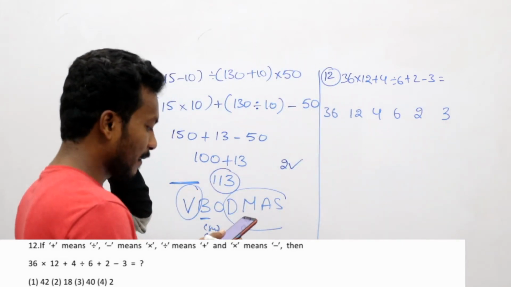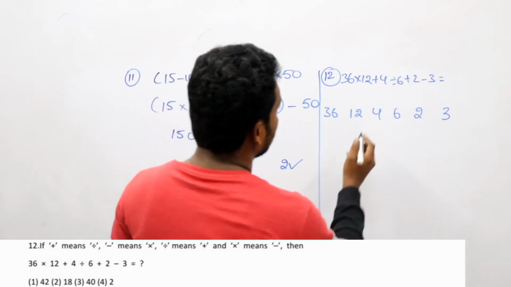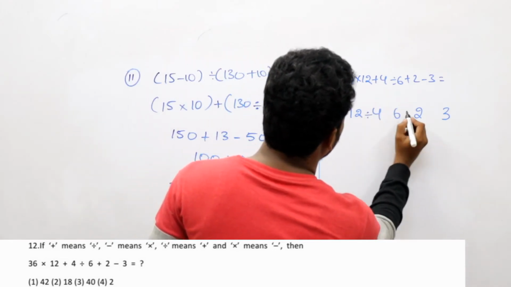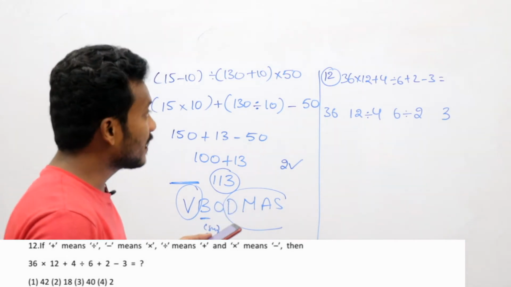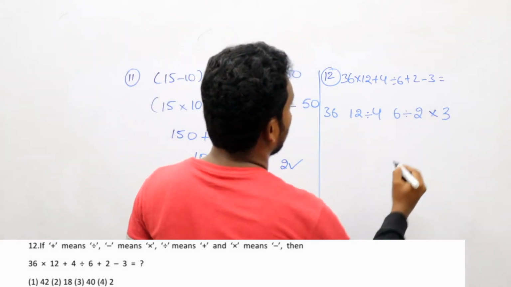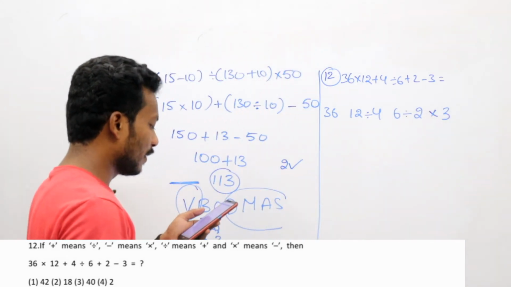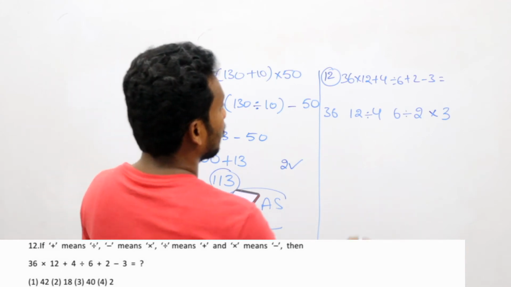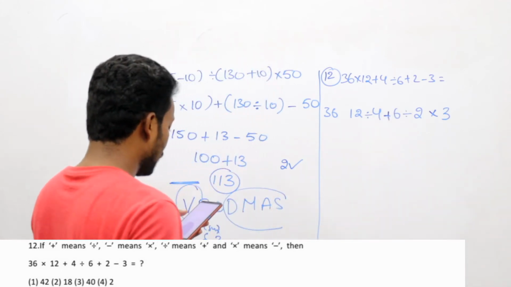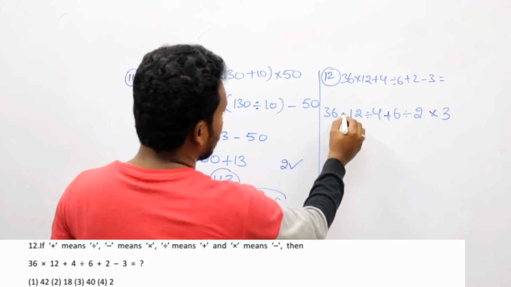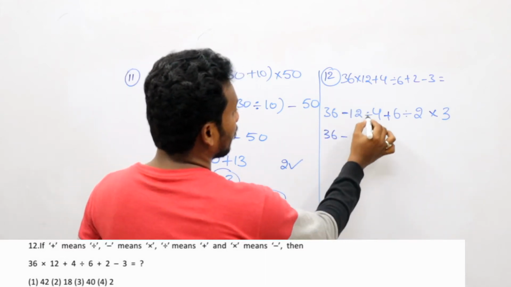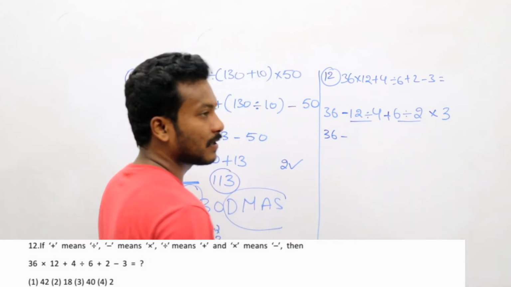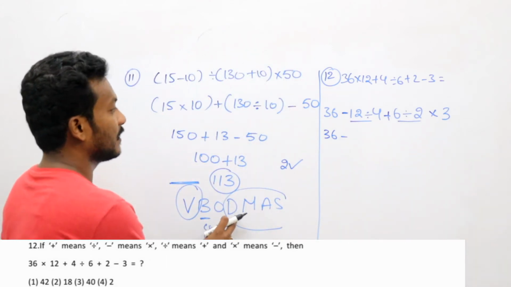Okay, for the first time, plus means division. Here it is plus, here it is plus. Next, minus means into. Here it is minus, we are taking it as into. Next, division means plus. Now, into means minus. Here it is into, we are taking it as a minus. First, we are doing which one? This one and this one. Why? Because we have to give preference to division first.